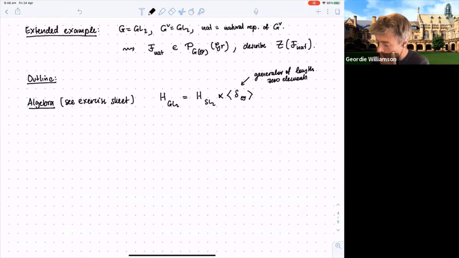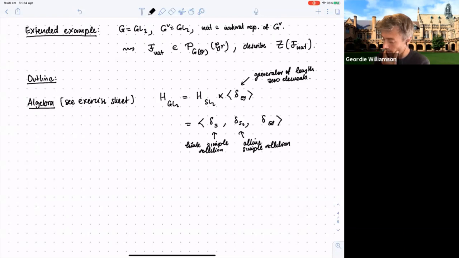And we can also think about this as generated by delta S, delta S zero, length zero element. So this is the simple reflection, the finite simple reflection. This is the affine simple reflection. And that's the length zero element. And we have ds, d length zero element is ds zero, d length zero element, ds zero, d length zero element, ds, d length zero element.